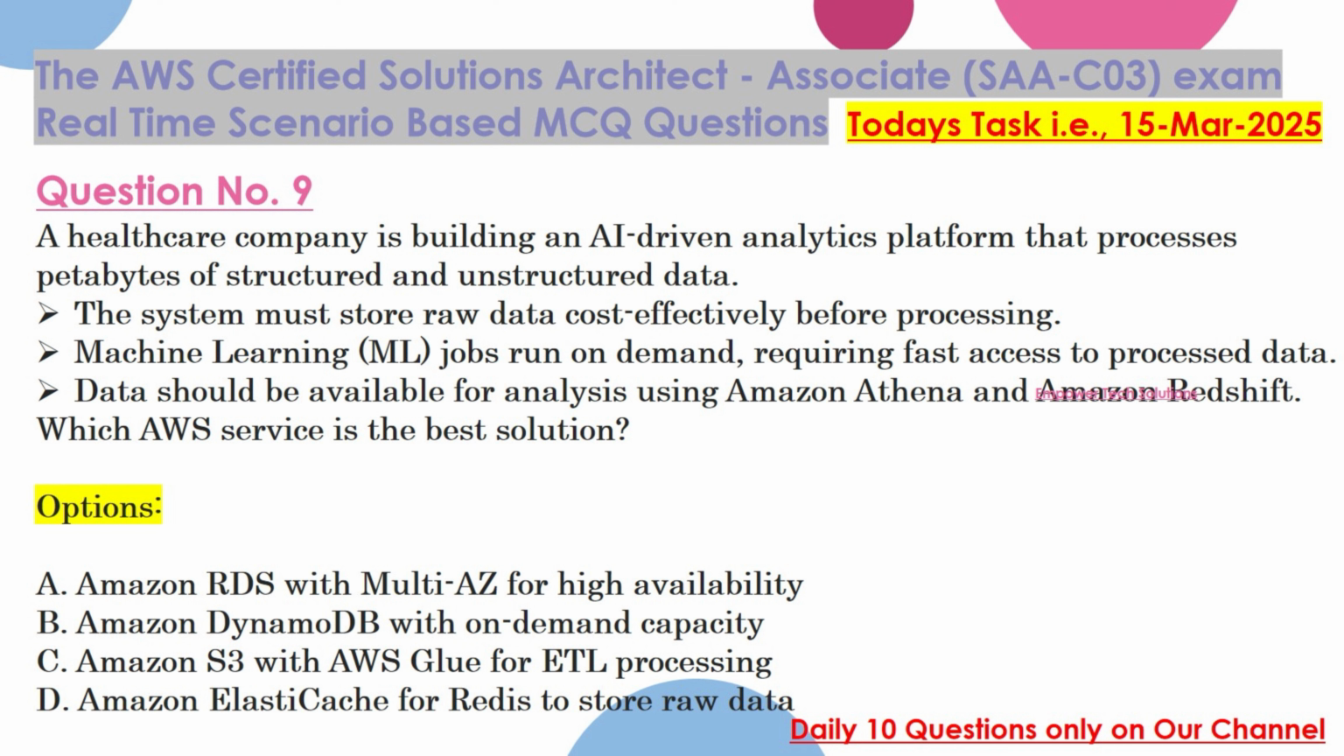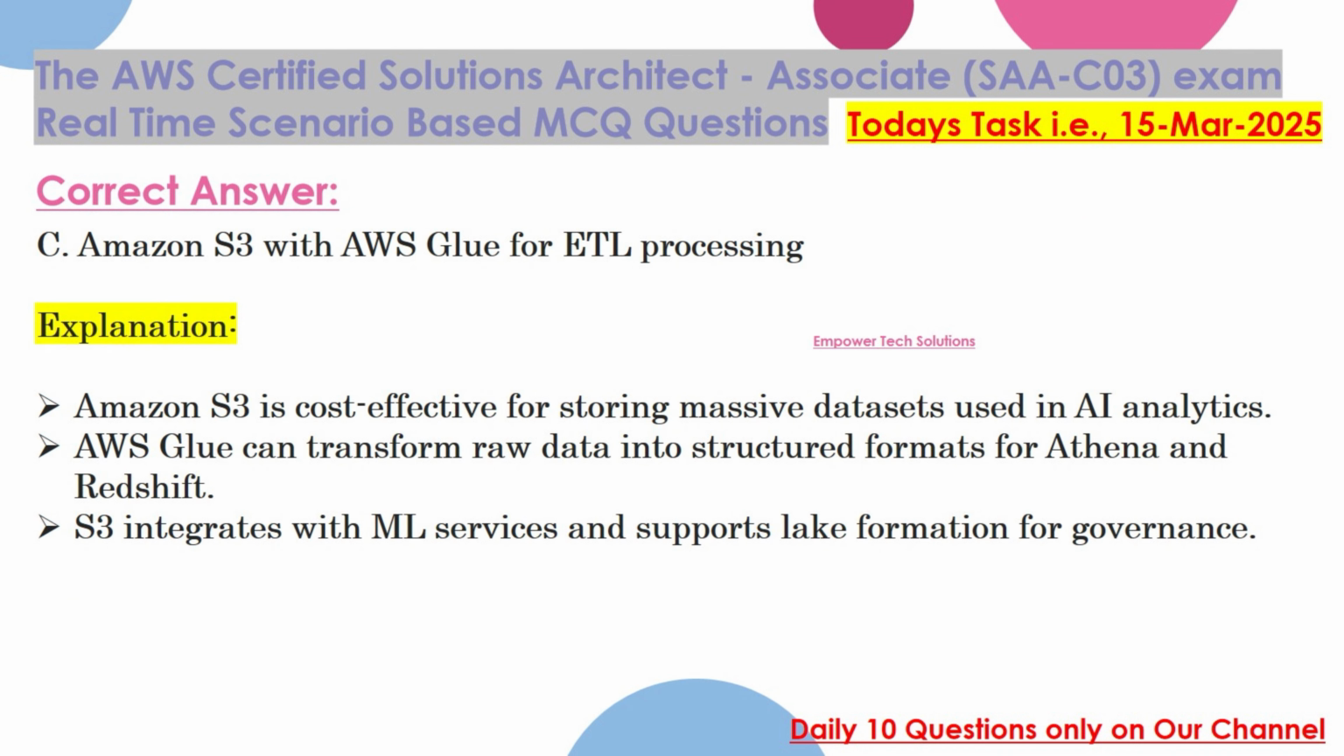Options: A. Amazon RDS with multi-AZ for high availability. B. Amazon DynamoDB with on-demand capacity. C. Amazon S3 with AWS Glue for ETL processing. D. Amazon ElastiCache for Redis to store raw data. Correct answer: C. Amazon S3 with AWS Glue for ETL processing.